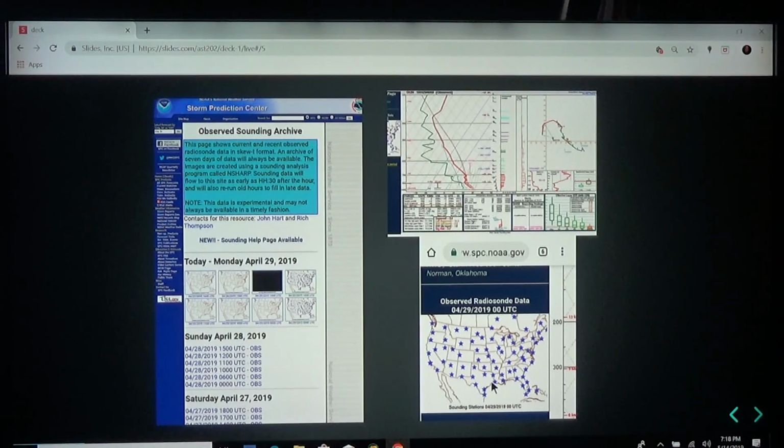Any questions so far? Just out of curiosity, what would be the closest? I'm trying to look at the map there. It looks like Lincoln would be the closest balloon launch site for us.